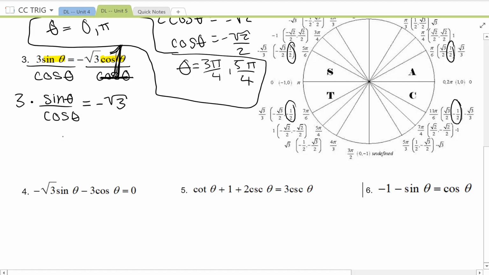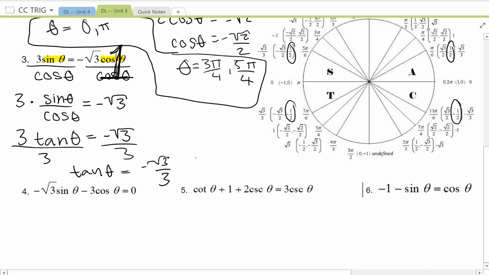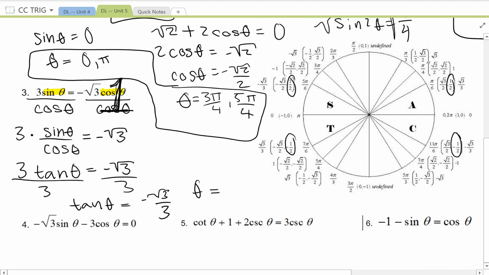But you see, sine over cosine does not cross off. What is sine over cosine? That's tangent. So sine theta over cosine theta did not go away. It became tangent. It was substituted. Now we're going to divide by 3. Tangent theta is equal to negative root 3 over 3. Wow, so much more convenient. Tangent of theta equals negative root 3 over 3. That would be at 5 pi 6th and at 11 pi 6th.